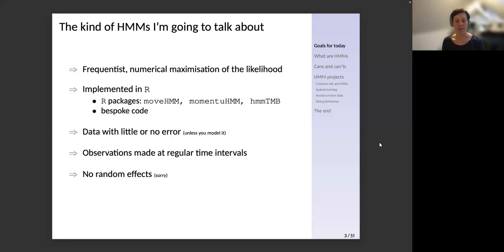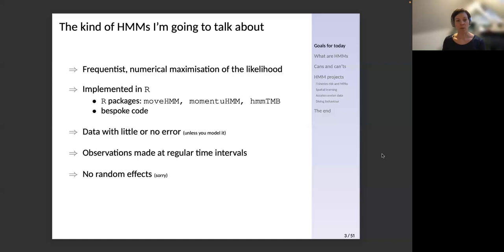One can implement HMMs in R using a range of packages. So these three that I've listed here, moveHMM, momentuHMM, and hmmTMB, are very good places to start. The first package, I'm not sure if you can see my cursor, but moveHMM only takes in location data, so X and Y locations, but momentuHMM and hmmTMB are very flexible and can be used with all sorts of kinds of data. You can also write HMMs from scratch in R with bespoke code. You don't need to use a package.